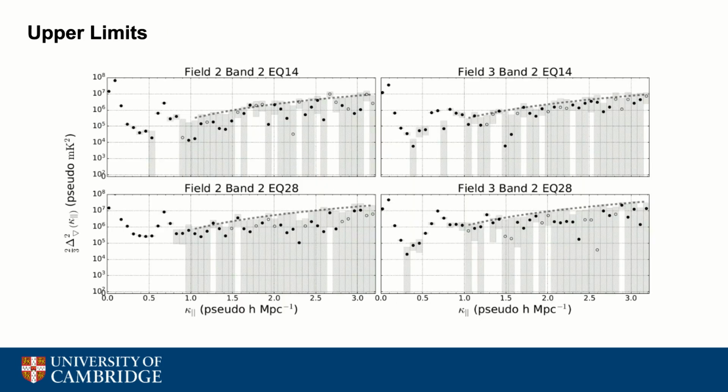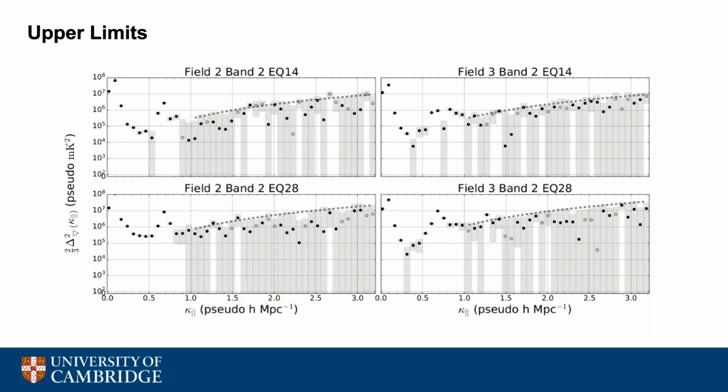This slide summarizes some of the best results obtained in this analysis. The cross-power spectra here are now in cosmological units. So the top two plots are equilateral 14 meter triads, and the bottom two are for equilateral 28 meter triads. On the left we have field 2, on the right field 3, and this is all band 2 data because band 1 is affected by RFI.